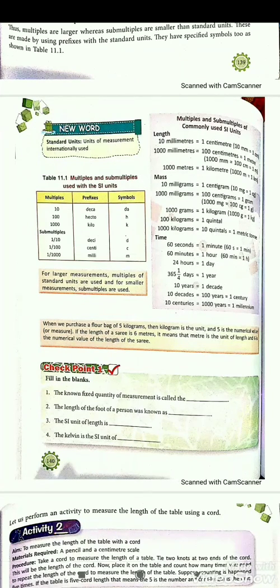Question number 1 is, the known fixed quantity of measurement is called the. Students, yesterday I told you that measurement means comparing an unknown quantity to a known quantity. The unknown is the quantity which we want to measure, and the known quantity is what is known to us. So what is that known quantity called? That known quantity is called a unit.